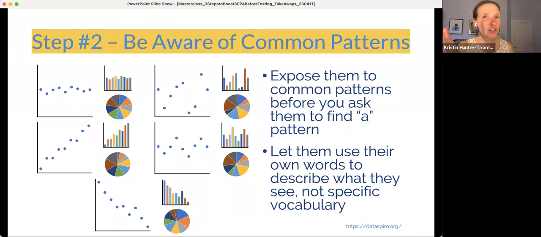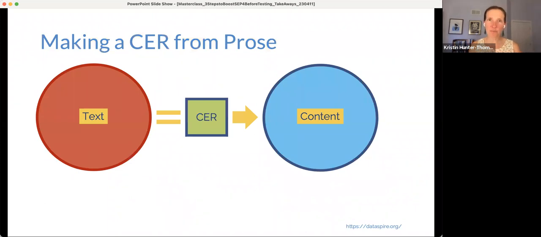Do they know the letters before I'm asking them to read? Do they know the patterns before I'm asking them to look at a graph and make meaning of it for our content areas? Because that meaning making is where we are going.